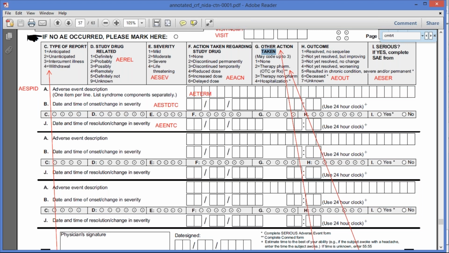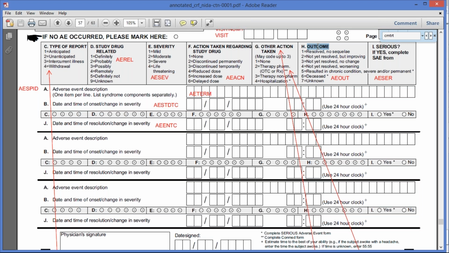Okay. Outcome of the adverse effect: resolved, not yet resolved but improving, deceased, unknown. That means the outcome of the adverse effect, at the end, what happens? Whether the adverse effect is serious. If serious, we will complete the serious adverse event form.